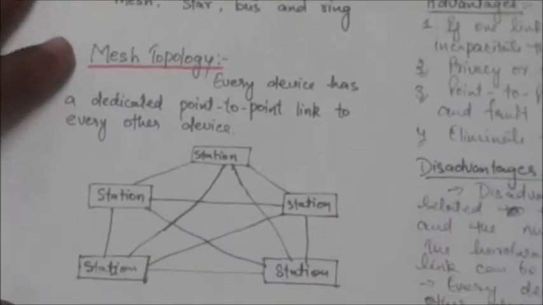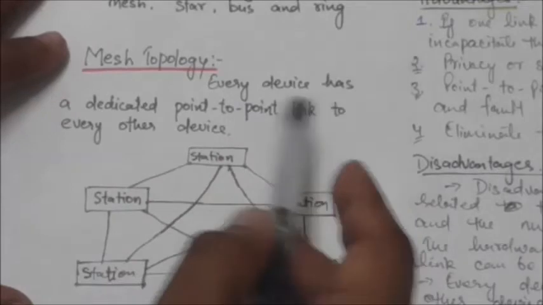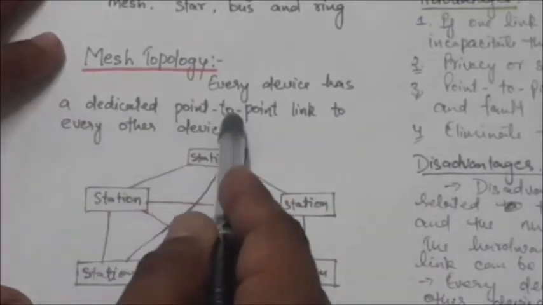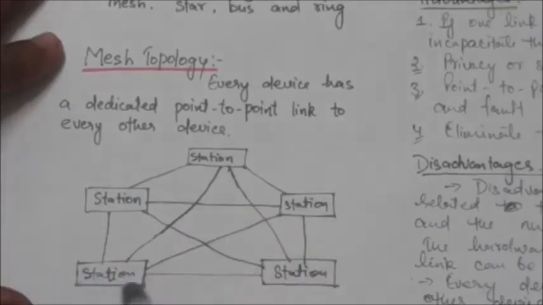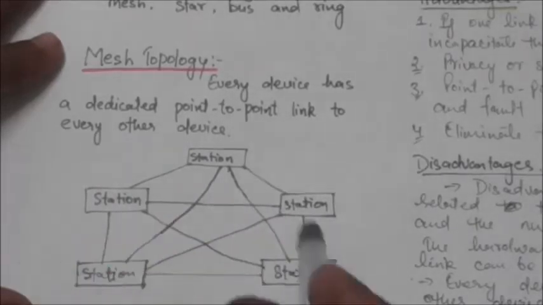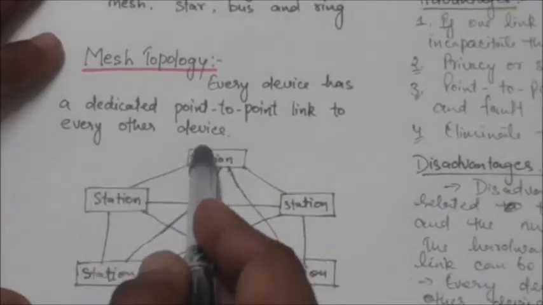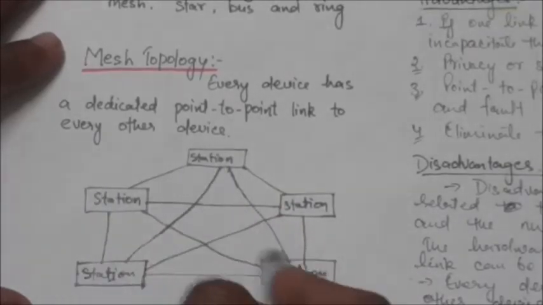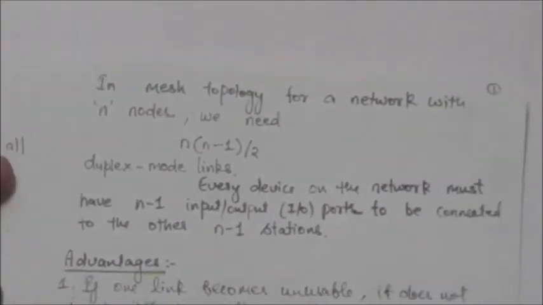So first we will study about mesh topology. So what happens in mesh topology? In mesh topology, every device has a dedicated point-to-point link to every other device. As you can see here in this figure, in mesh topology, every device has a dedicated point-to-point link to every other device.